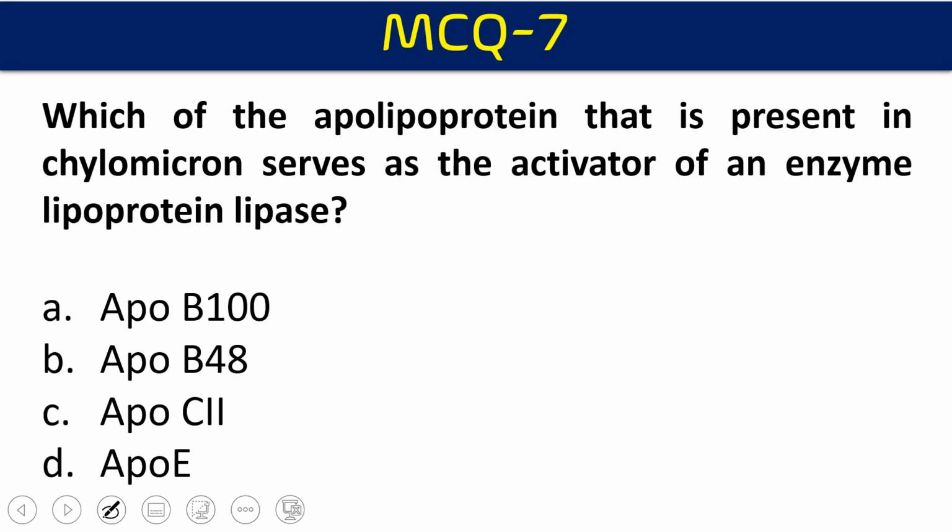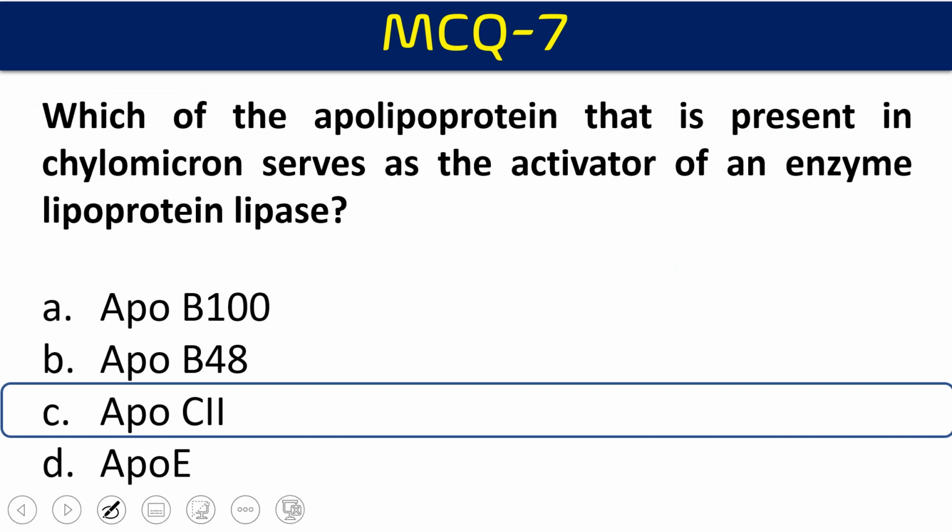Next question we are having: which of the following apolipoproteins present in chylomicron serves as the activator of an enzyme lipoprotein lipase or LPL? B100, B48, C2 and E. One of these apoproteins which chylomicron is having works as the activator of the LPL enzyme, which digests triglyceride. The correct answer is C2.